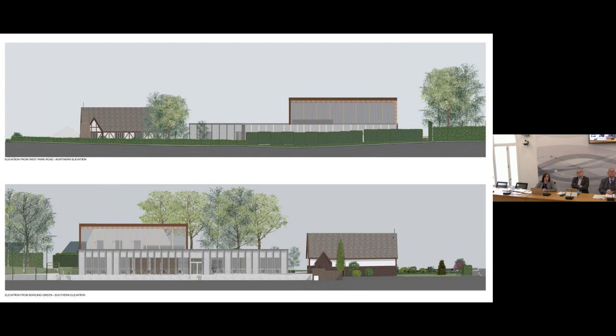And then from the other side, which the bottom image would be as you look from the Bowling Green back towards the church. Again, you can see a gap between the back of the church and the building at the rear, the single-storey element. And then as you come further back, you can see the taller element at the back of the building.